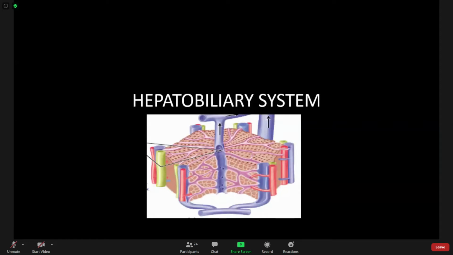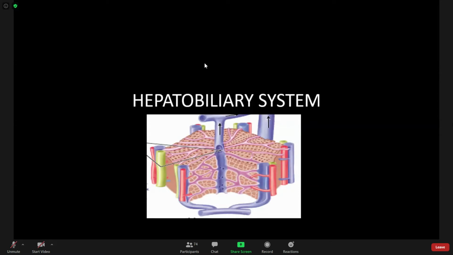What do you mean by hepatobiliary? Hepatobiliary means hepato means liver, biliary means bile. So the main function of liver is secretion of bile. And do you know the function of bile? Emulsification of fat. Yes, it is the emulsification of fat. Emulsification simply means breakdown of fat into fatty acid and glycerol.